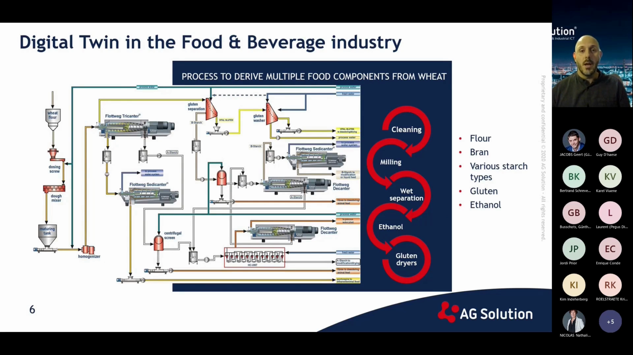More specifically, we created a digital twin to replicate a complex process where multiple food components are derived from wheat. The image represents a very simplified version of the process. In reality, the process has been designed on 100 pages of P&IDs. These are process and instrumentation diagrams, and thousands of in and outputs are being controlled by the process. So the reality is a complex environment.